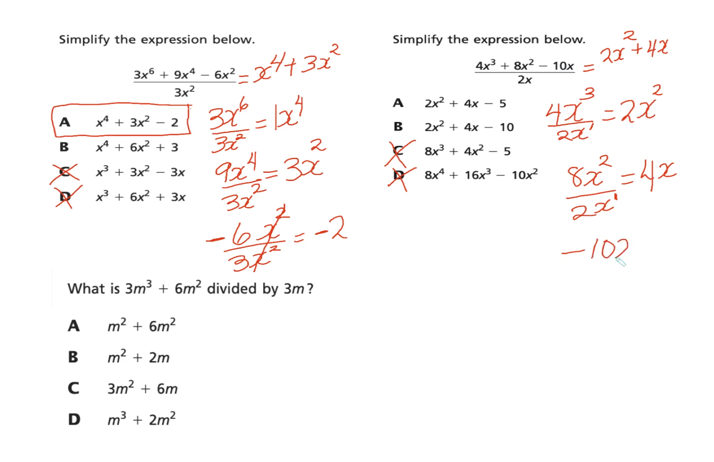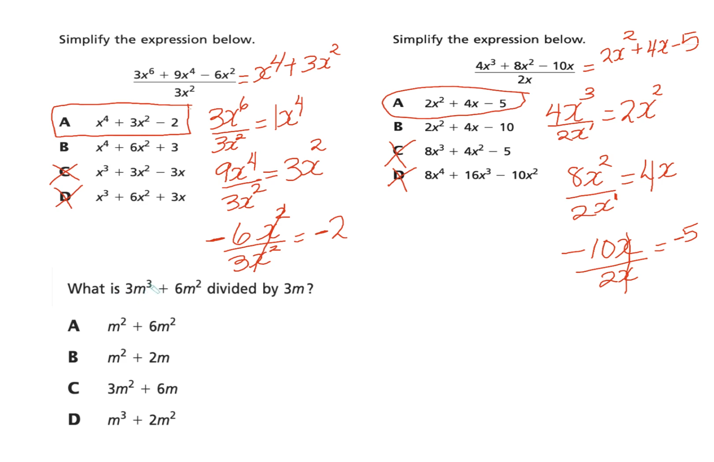Negative 10x divided by 2x. Negative 10 divided by 2 is negative 5. And remember, these x's, because they're alike, cancel each other out. So your last term is a minus 5. So your answer is A.